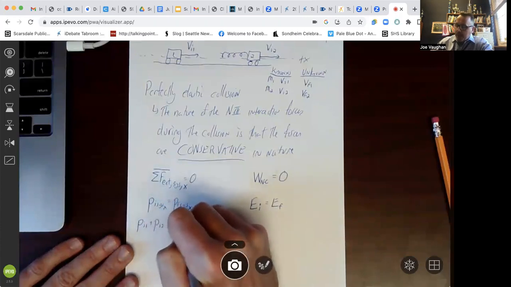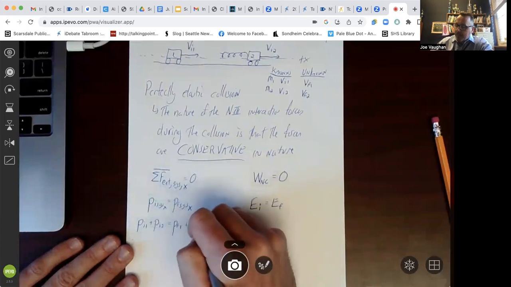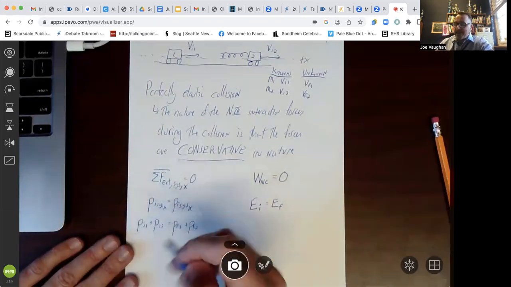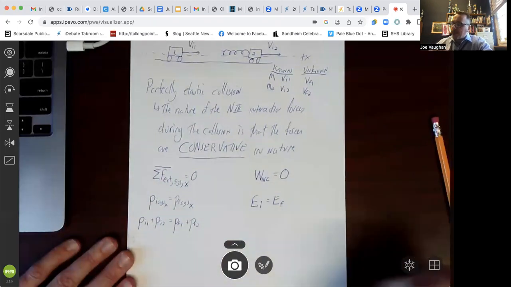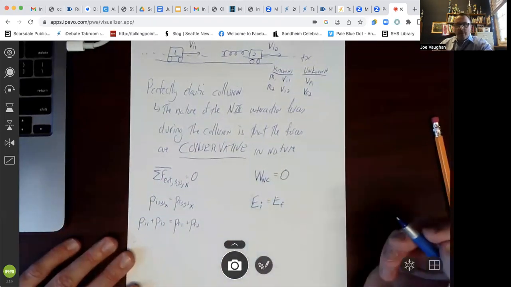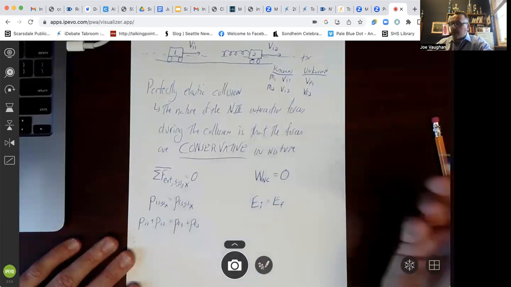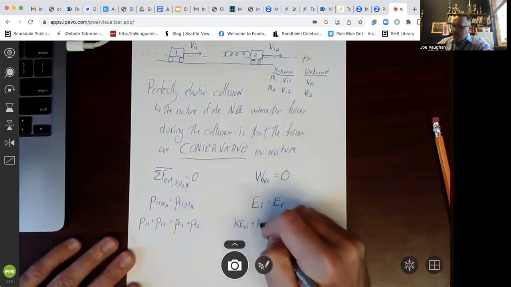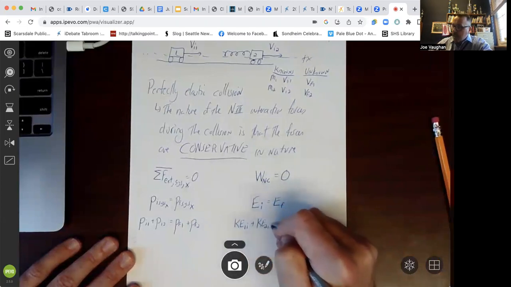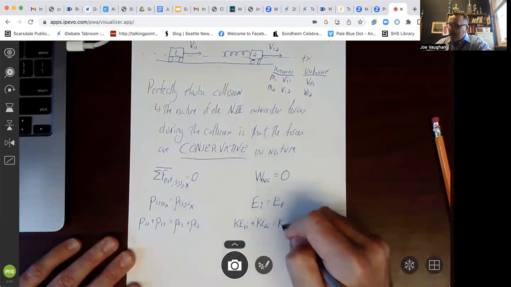And this is the final momentum of object 1 plus the final momentum of object 2. Once again, from a vector sense, but let's not belabor the point. We know these are vectors and we know these should all have X subscripts, but in the context of this problem, I'm fine. Here, what energy or energies does this system have before the collision? Well, object 1 has kinetic energy, and object 2 has kinetic energy as well.